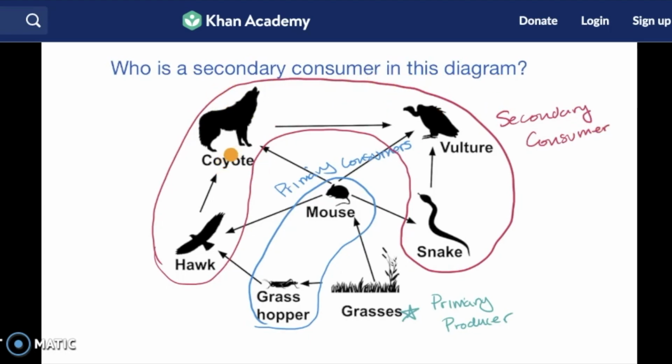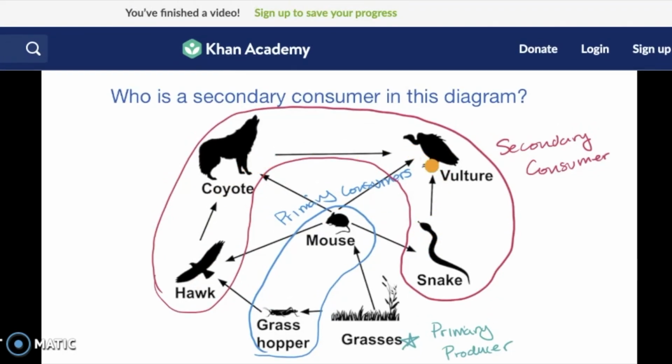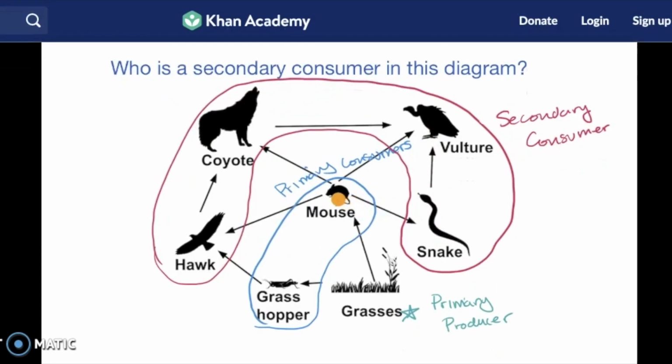Well, you could say the coyote is a secondary consumer. The hawk is also a secondary consumer. The vulture is a secondary consumer. And so is the snake. And as you can see, that's okay even in a situation where some secondary consumers eat other secondary consumers. A coyote might eat a hawk, or a vulture might eat a snake, and a coyote might eat a vulture, which eats a snake, which might eat a mouse, which eats the grass. But any of these could be considered secondary consumers.